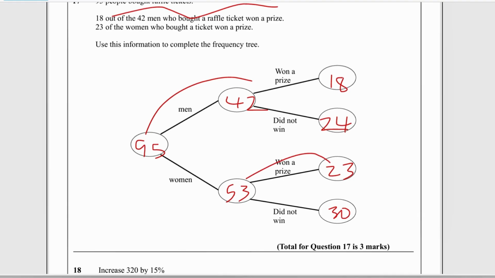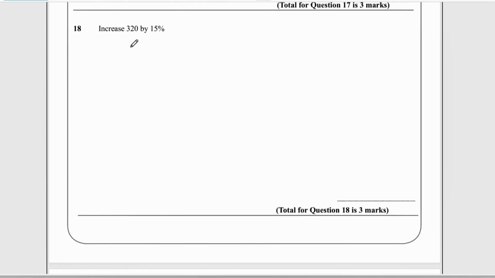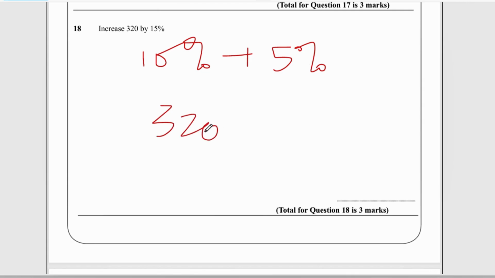Okay, and this is a question: increase 320 by 15%. Remember, just break it down. 15% is 10% plus 5%. And don't forget, 10% of a number means the number divided by 10. So we're dealing with 320. So 320 divided by 10 is 32. So 10% is 32. Then how do we get 5%? 5% is half of 10%. So if 10% is 32, 5% will be 32 divided by 2, which clearly is 16.